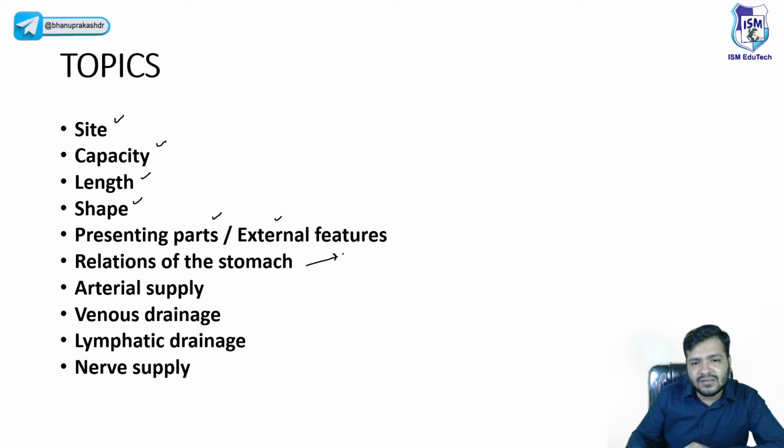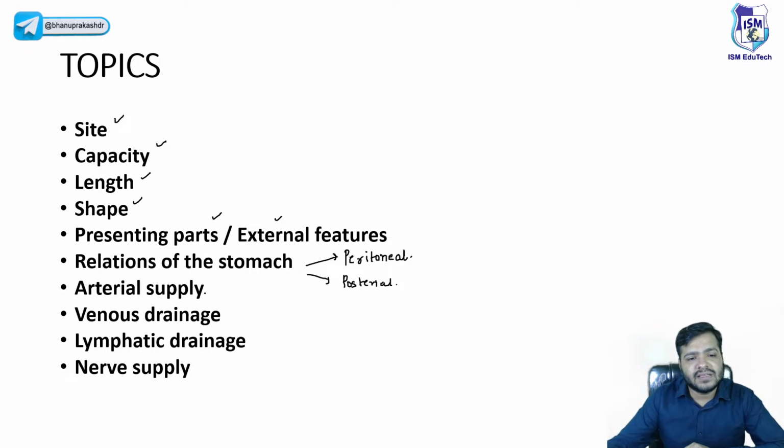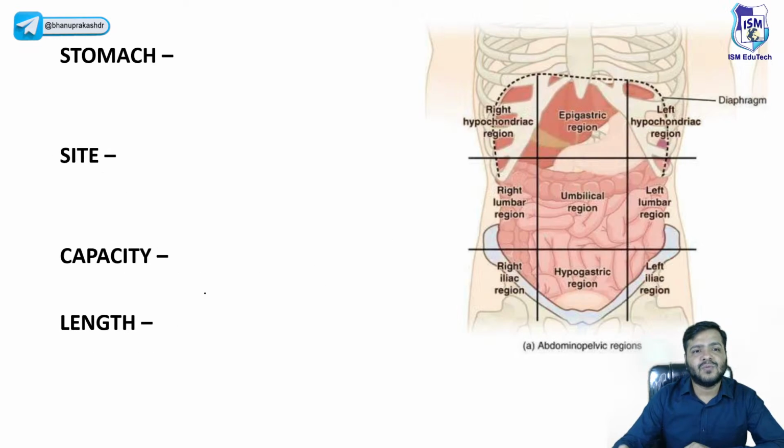When I say relations, we are going to discuss the peritoneal relations and the posterior relations. Then arterial supply, venous drainage, lymphatic drainage, and nerve supply. Everything we are going to discuss one by one. So let us start with the stomach, guys.